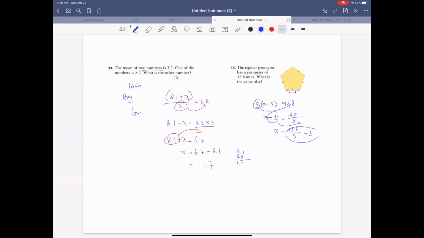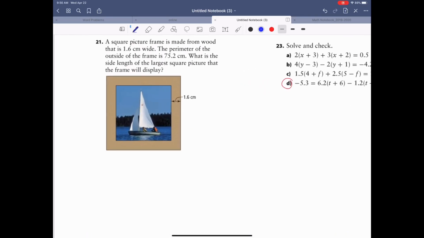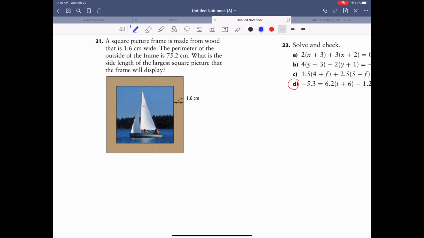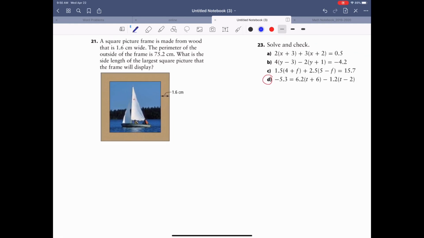Okay, so this one here, a square picture frame is made from wood and that is that much wide. Okay, so here is 1.6. The perimeter of the outside of the frame is 75.2. Okay, so the perimeter of the outside big square is 75.2. What is the side length of the largest square picture that the frame will display? So basically they ask you about the side length of the picture inside.